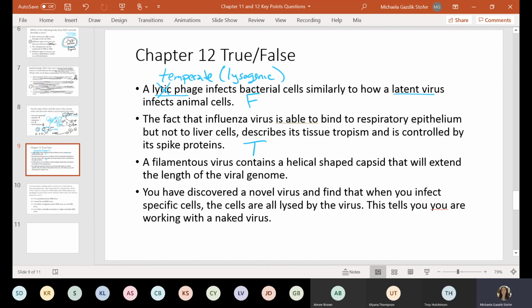And again, this is just terminology about descriptions of your viruses. And this one is a true statement. So you should have a general sense of the difference between a filamentous virus and an icosahedral virus.